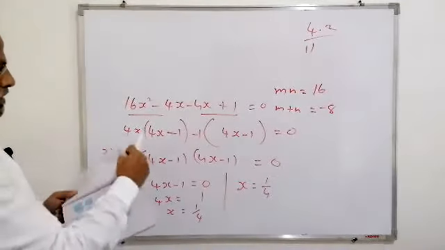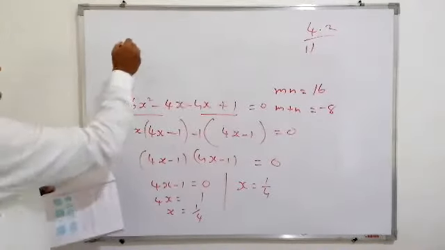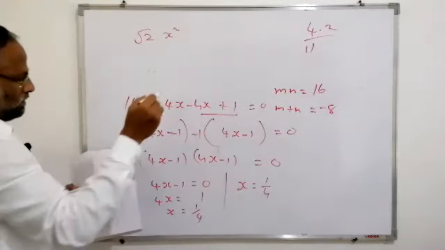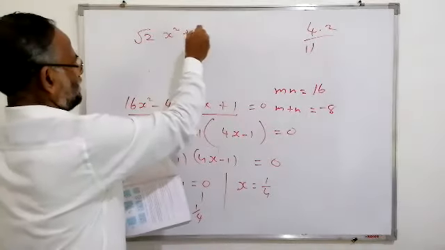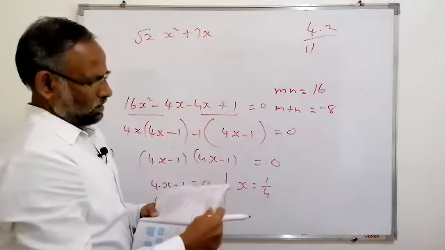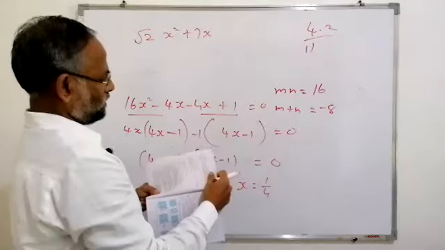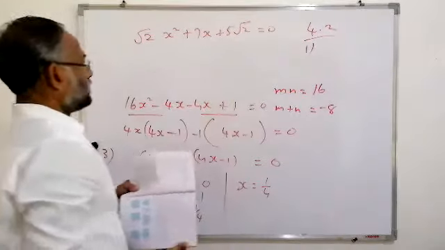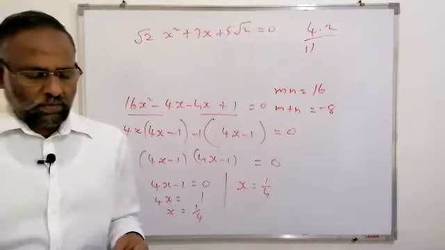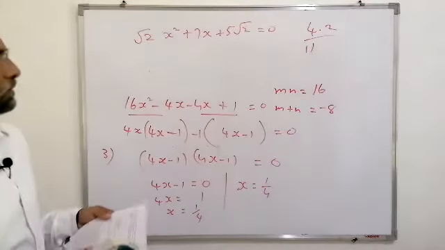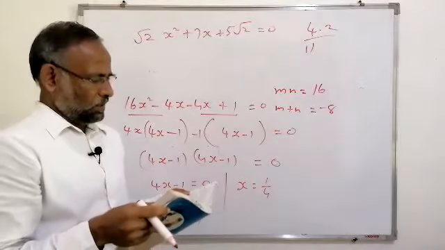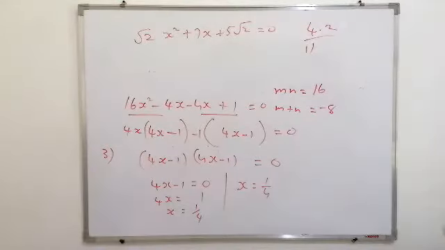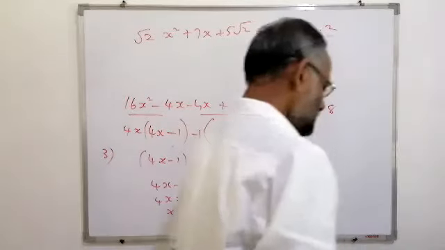Here, you will see that you think it is hard. Root 2 x square plus 7x plus 5 root 2 is equal to 0. What is this? Root 2. Doesn't matter, as per our procedure we have to follow.